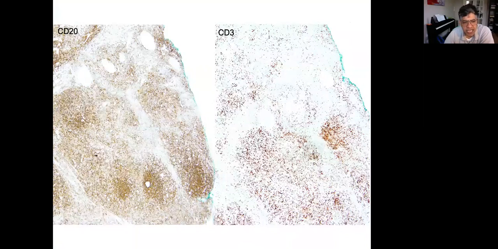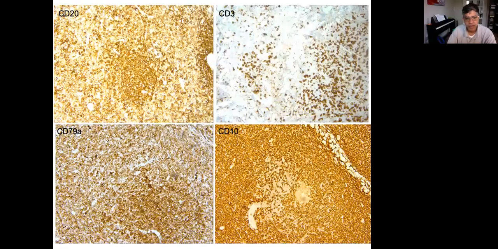And this is CD20, and this is CD3. Okay, what does CD20 mark? Anybody? B cell. Sorry? B, very good. So B cell marker positive. This is CD79a and CD10. What does CD79a mark? The surface immunoglobulin header. Tether, very good, very good.